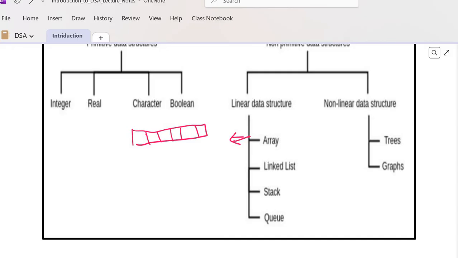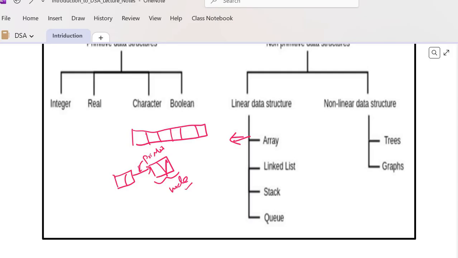A linked list stores the elements as nodes, connected by means of pointers. This structure represents a node, and this combination is called a linked list.